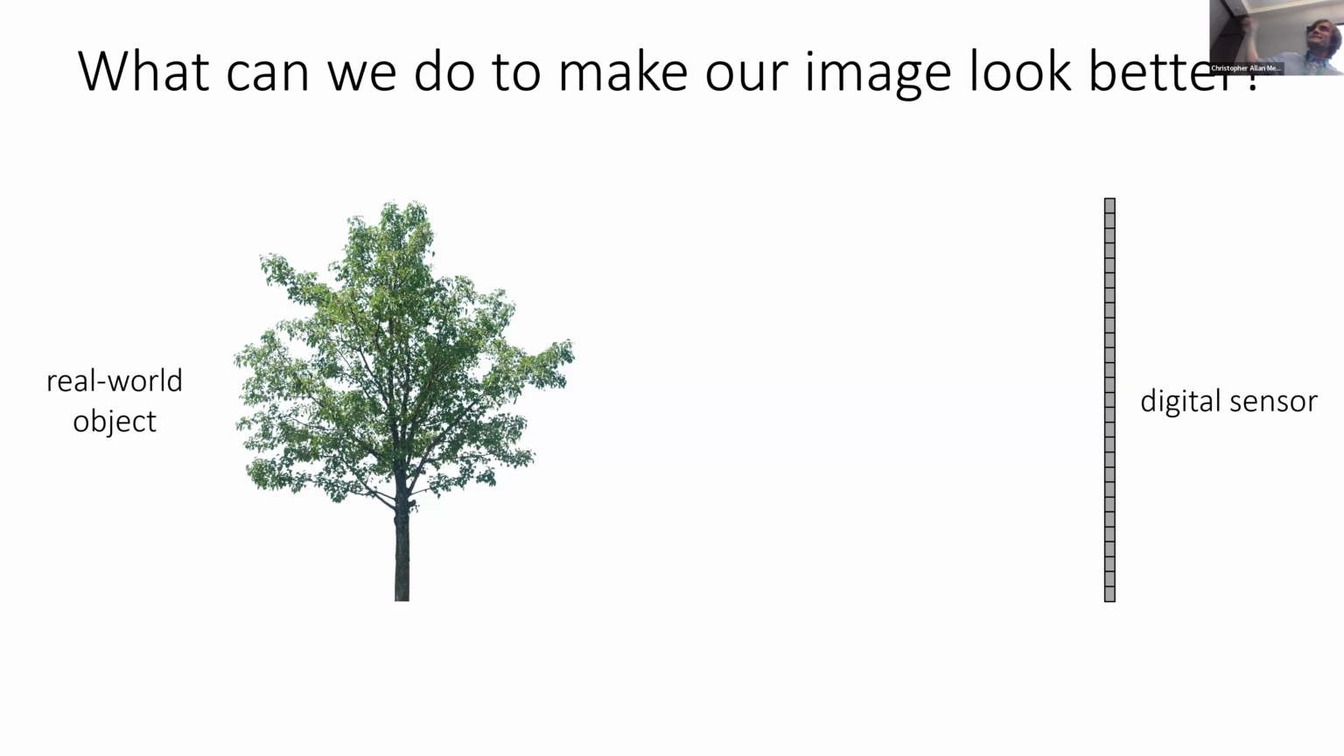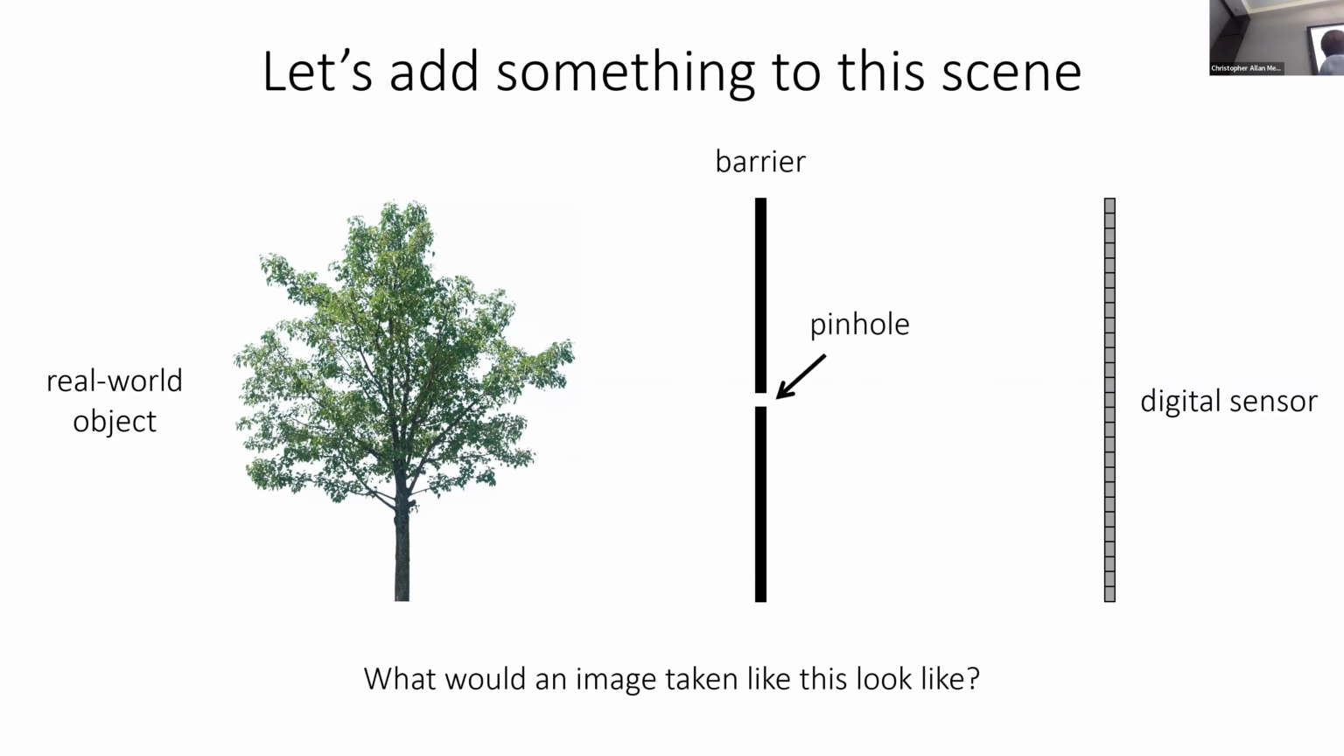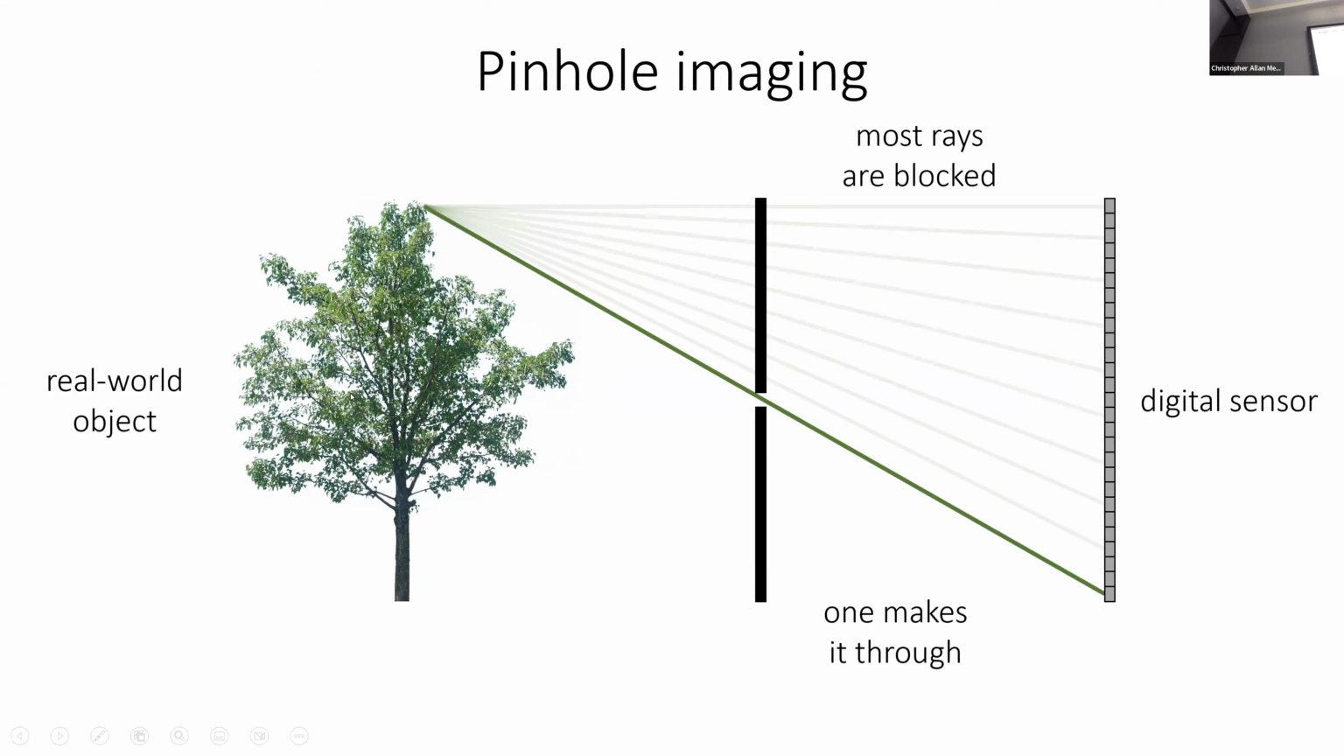Each pixel in the sensor needs to correspond to some physical location in the scene. And one easy way to do that is with a pinhole. Rather than just having the sensor directly see the tree, we're going to instead put a barrier between them, introduce a pinhole, and now with this barrier, light's going to propagate out in all directions. But the vast majority of it's going to hit this barrier and be blocked, and only a small fraction of it's going to make its way through and hit the sensor.